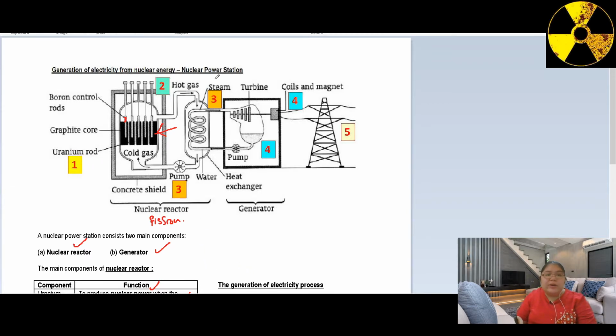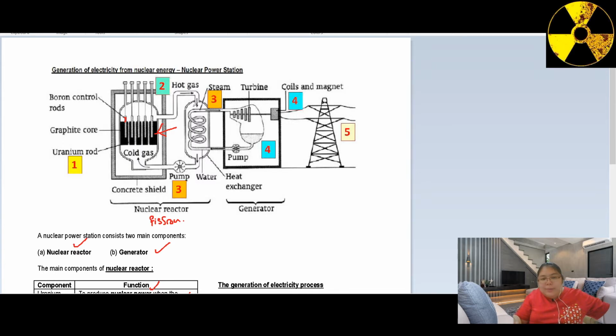Then we go to number 2, the gas passing. When you produce nuclear fission, you get hot gas. Now the hot gas passes through the reactor and heats up. Let's see the hot gas here. The hot gas wants to heat up the loop. Can you see the loop? Inside the loop is water, so they use the hot gas to heat this water.